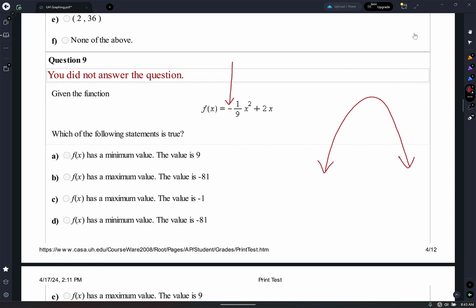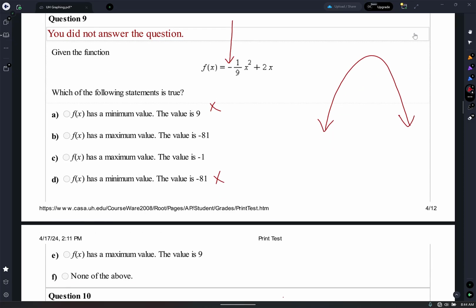A max. Delete everything that says min. Out. Out. So now it's between, and I guess technically E and F are possible choices. All right, that's fine. Oh, by the way, where is the max located at?